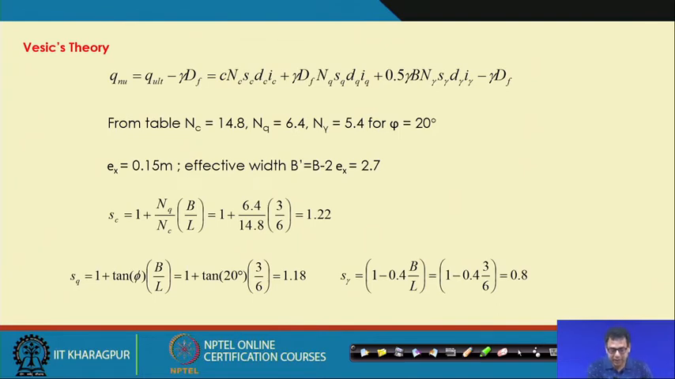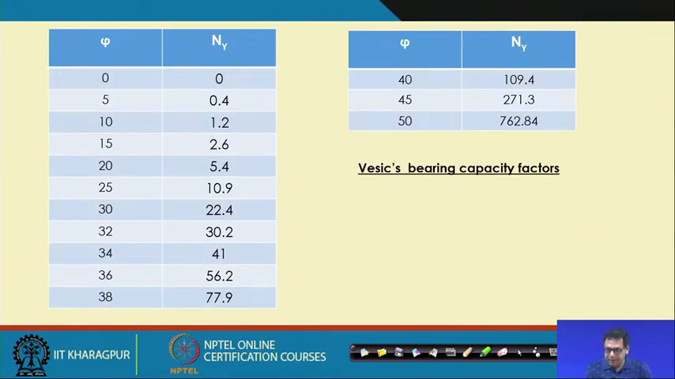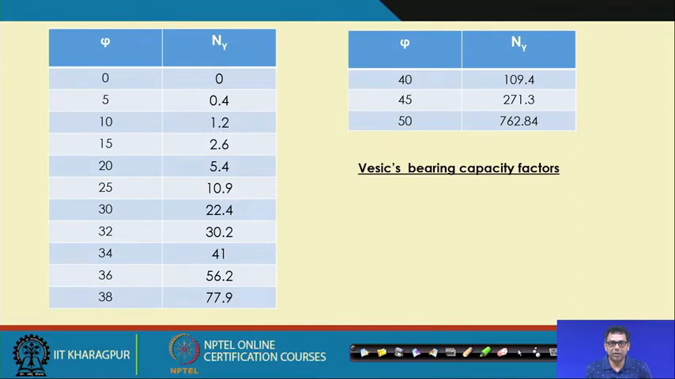Okay. Now I will go for the next approach or next theory, that is Weissig's theory. Again the basic equation is the same, but we have to use a different bearing capacity factor. The NC and NQ will be the same as the Meyerhof bearing capacity factors, but for n gamma Weissig has suggested a new factor, and that is the table for the bearing capacity factor n gamma only, because NC and NQ we have to take from the Meyerhof table.